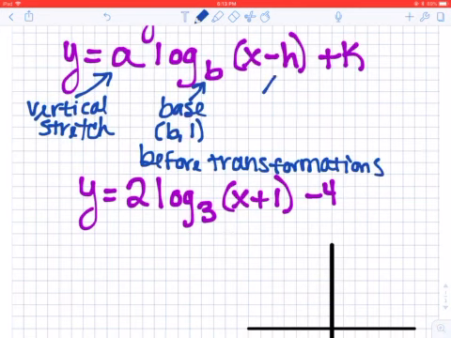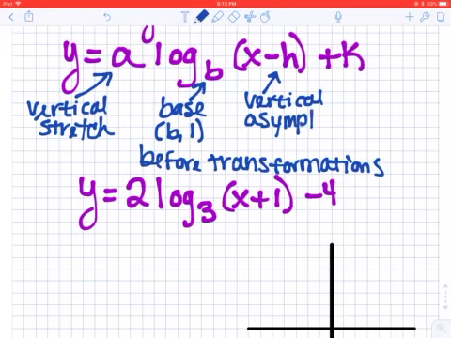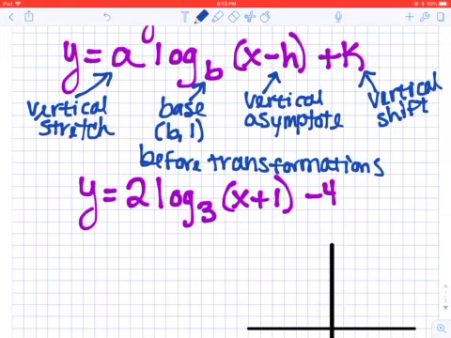X minus h, this is going to give us our vertical asymptote, similar to like what you guys just did with rational functions. And then plus k is going to be our vertical shift, so moving this graph up and down.